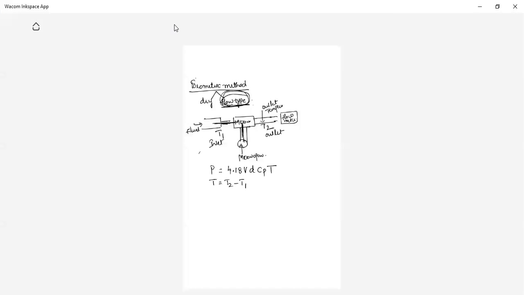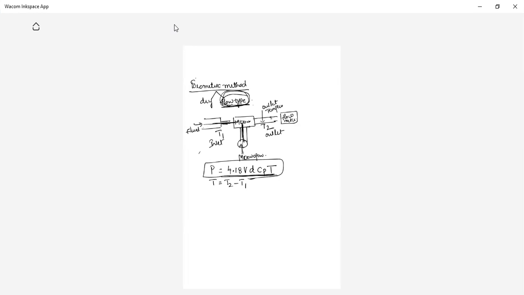Cp is the specific heat of the fluid, D is the specific gravity of the fluid, and V is the rate of flow of the fluid. If you know all these parameters, use this formula to calculate the power. So this is called the calorimetric method. A fluid flows like this, power is applied like this, and a temperature difference exists. The temperature difference is taken, and using this formula we calculate the power.